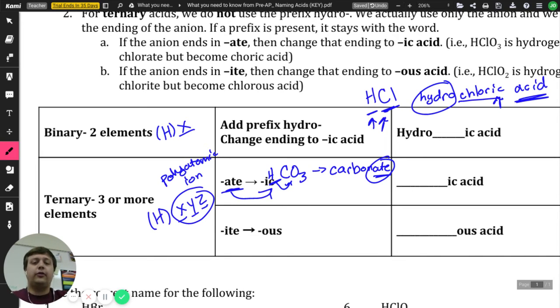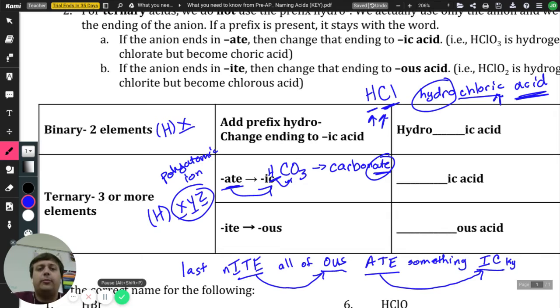So here is a little saying that I always have used to help me remember ate to ic and ite to us. So I went ahead and wrote it down there at the bottom. So my saying is, last night, all of us ate something icky. What that tells me is that ite goes to us and ate goes to ic. That helps me remember my ternary acids and how I need to change that ending.